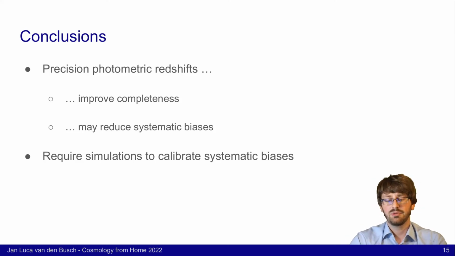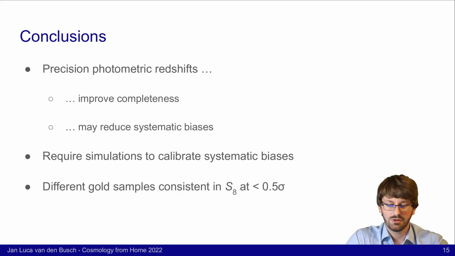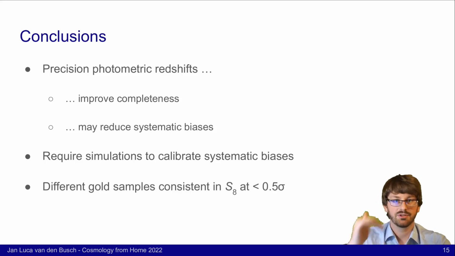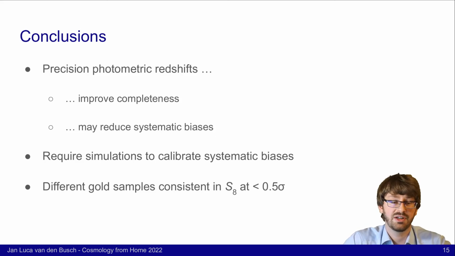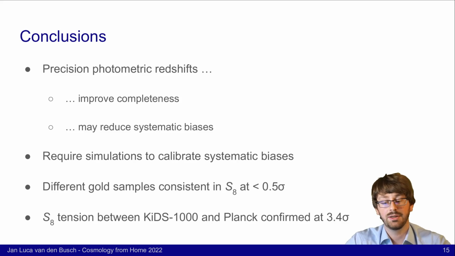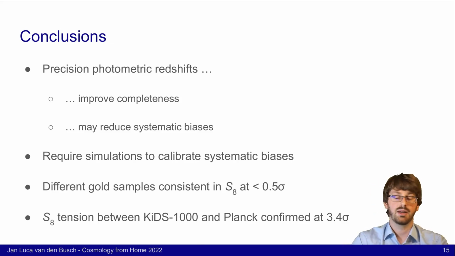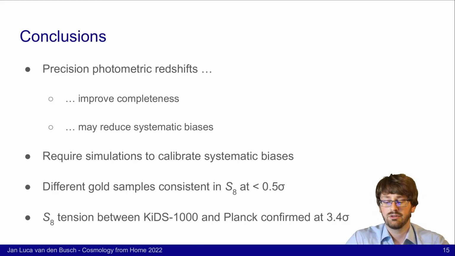And next of all, we found that the different gold samples that we obtained from different subsets of our calibration data are, in terms of S8, all consistent at less than 0.5 sigma. So showing very little systematic variance there. And finally, this gives us some confidence that the S8 tension that we find between the KiDS-1000 data and Planck legacy is confirmed at a level of 3.4 sigma with our updated calibration data set.